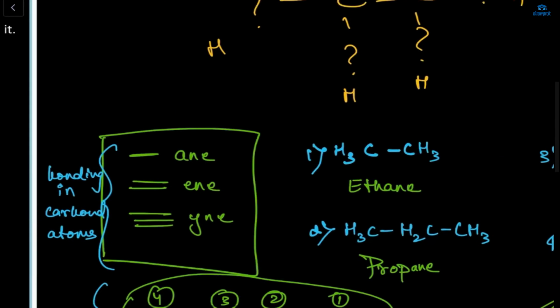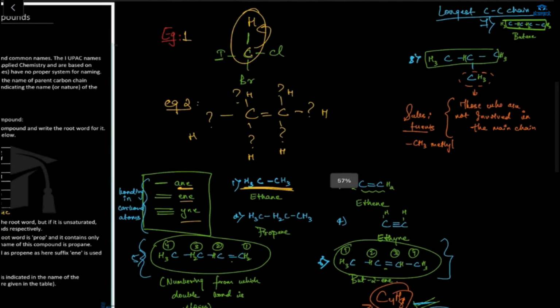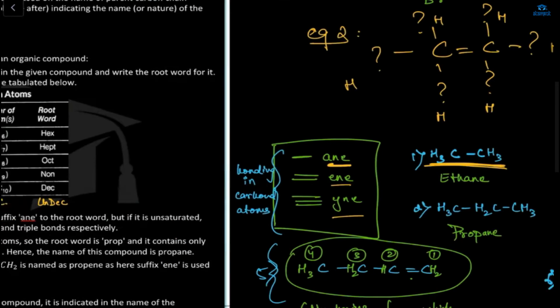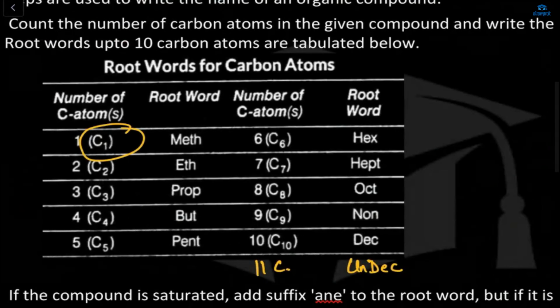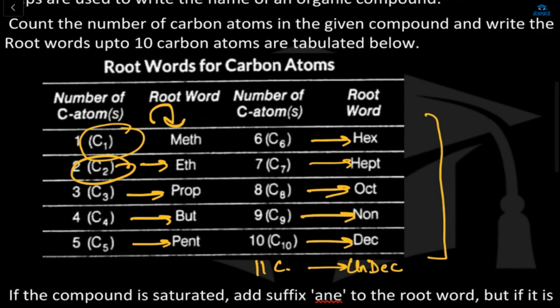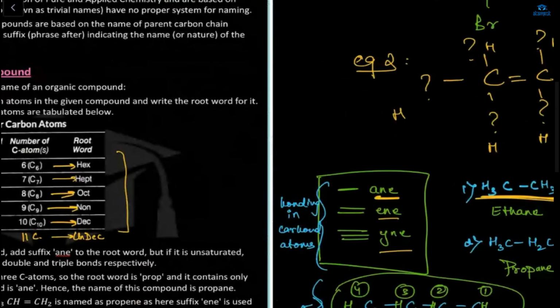Everywhere carbon, hydrogen will combine. So see, if it is one bond, then it's ane, double is ene, triple is yne. If I write like this, then it will be ethane. And one more thing. See, carbon one means meth, carbon two means eth, three prop, four but, five pent, six hex, seven hept, eight oct, nine non, 10 dec, 11 undec, but only till 10 is compulsory for you to remember.